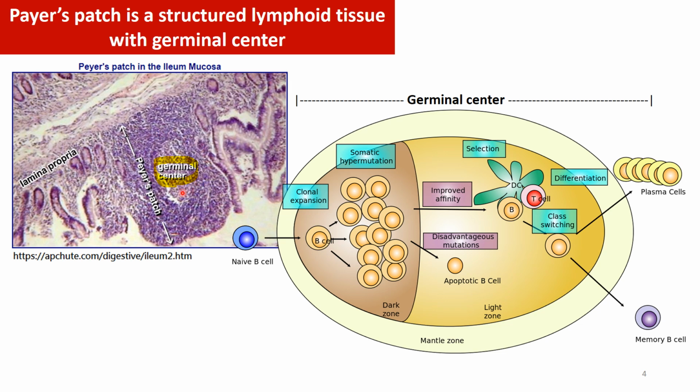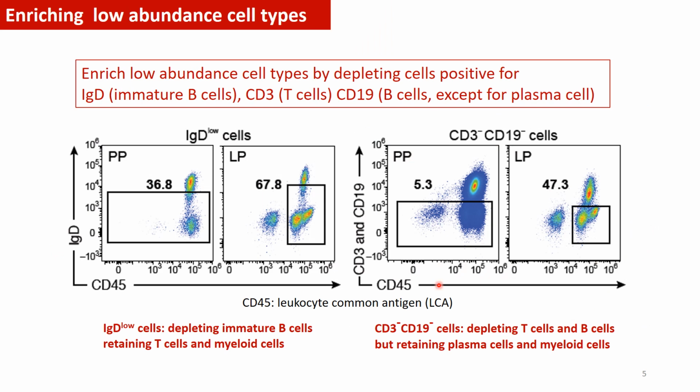Within Peyer's patch, there is germinal center, and within germinal center, there are dark zone and light zone. Within the dark zone, naive cells migrate in and undergo clonal expansion followed by somatic hypermutation, and then the cells migrate into the light zone where selection and class switching take place, and then B cells mature into plasma cells.